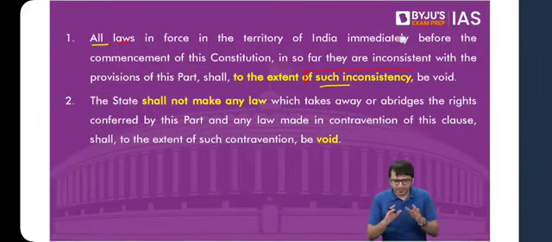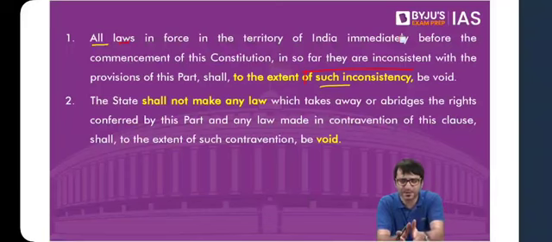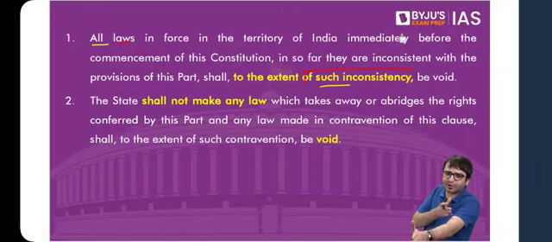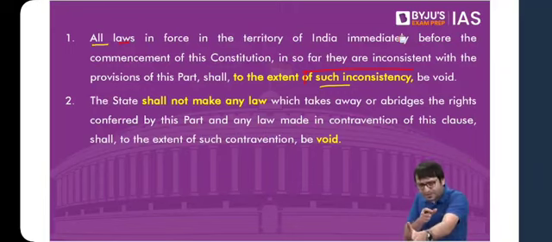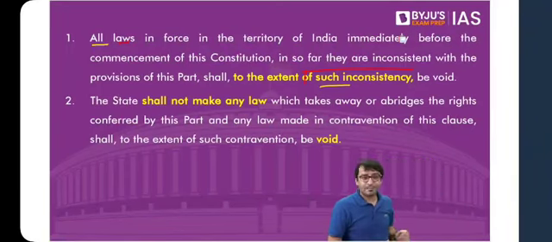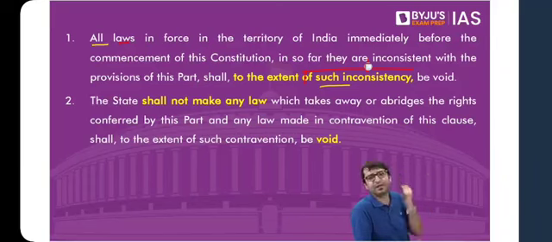Long story short, this is 26 January 1950. This is when the Constitution was enacted. This is when the fundamental rights were provided. Prior to the commencement of the Constitution, there were various laws: the Indian Penal Code, Criminal Procedure, Civil Procedure, and many others. Can these laws continue after the commencement of the Constitution? Yes, provided they are in agreement with the fundamental rights. The moment these laws violate fundamental rights, they will be declared unconstitutional. But that does not mean the entire law will be declared unconstitutional. Only to the extent of inconsistency. This is where the doctrine of severability comes into the picture.